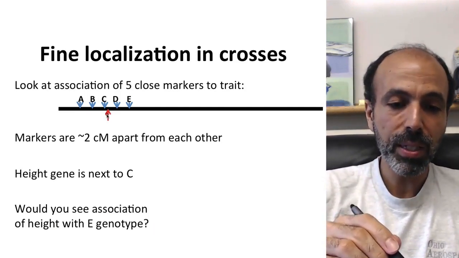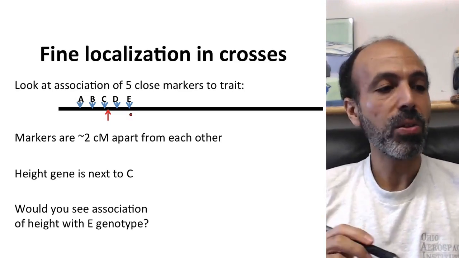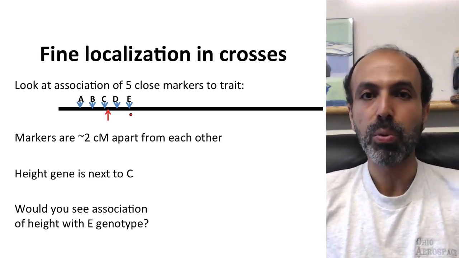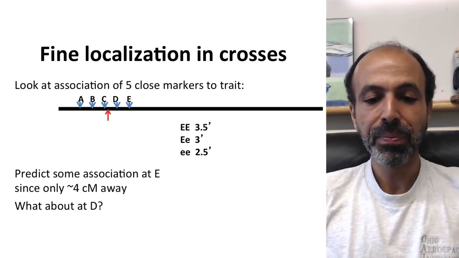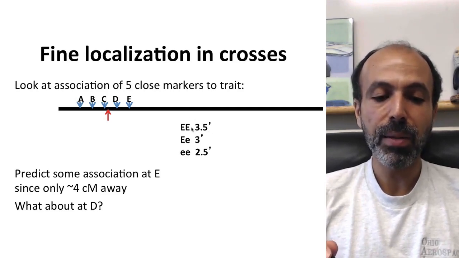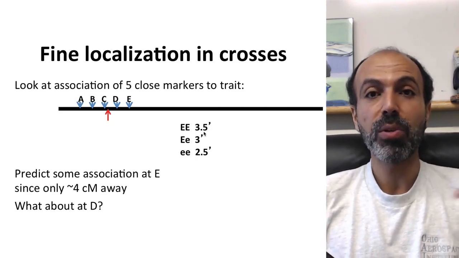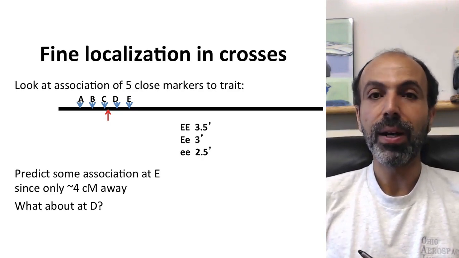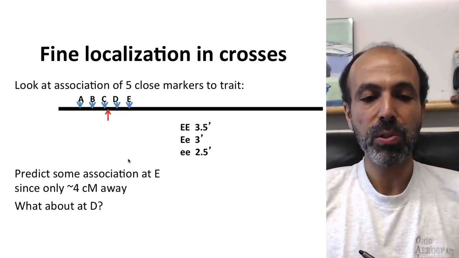Would we see an association of height with the E genotype? Okay, so we know the height gene is next to C. Would we see an association with the E genotype? Well, the E gene is only about 4 centimorgans away. So sure, of course we'd see an association with it. It's pretty darn close to that gene which is contributing to variation in height. Well, we might see something like this, where if you're big E, you're 3.5 feet tall. In this case, again, I'm using the case where all the capital letters are derived from the tall parent and the lowercase letters derived from the short parent. The big E ones are 3.5, the little e ones are 2.5. So again, we do predict some association between E and height because it's only about 4 centimorgans away.